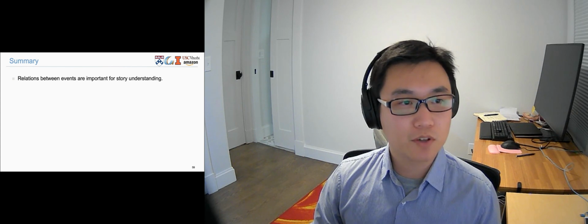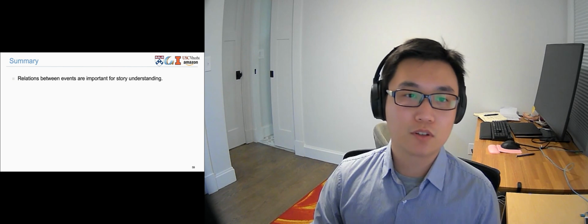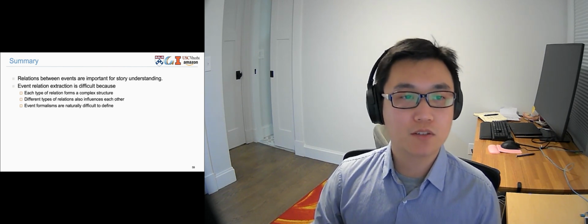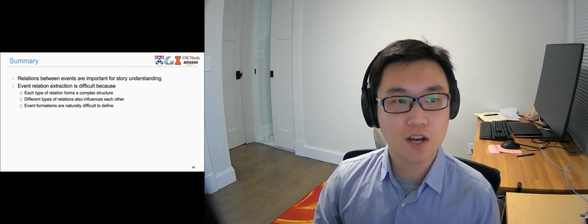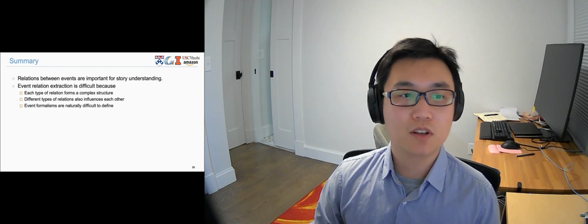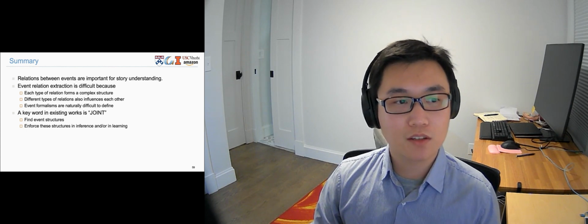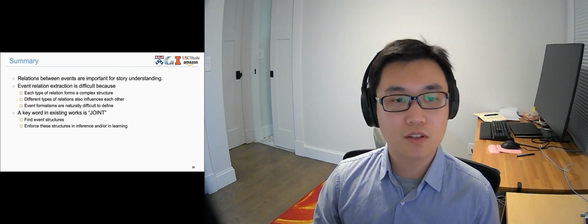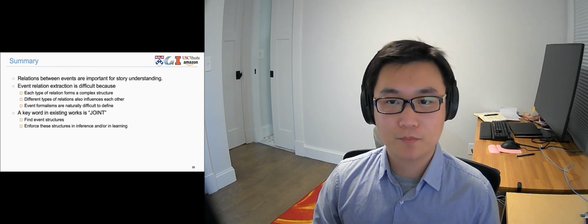Finally, here's our summary for today. We've talked about the importance of the relation between events for story understanding. This task is difficult because each type of relation forms a complex structure, and different types of relations also influence each other. And finally, event formalisms are naturally difficult to define. A keyword in existing works is joint: by finding event structures first, and then enforcing these constraints in inference and/or in learning, explicitly or implicitly.